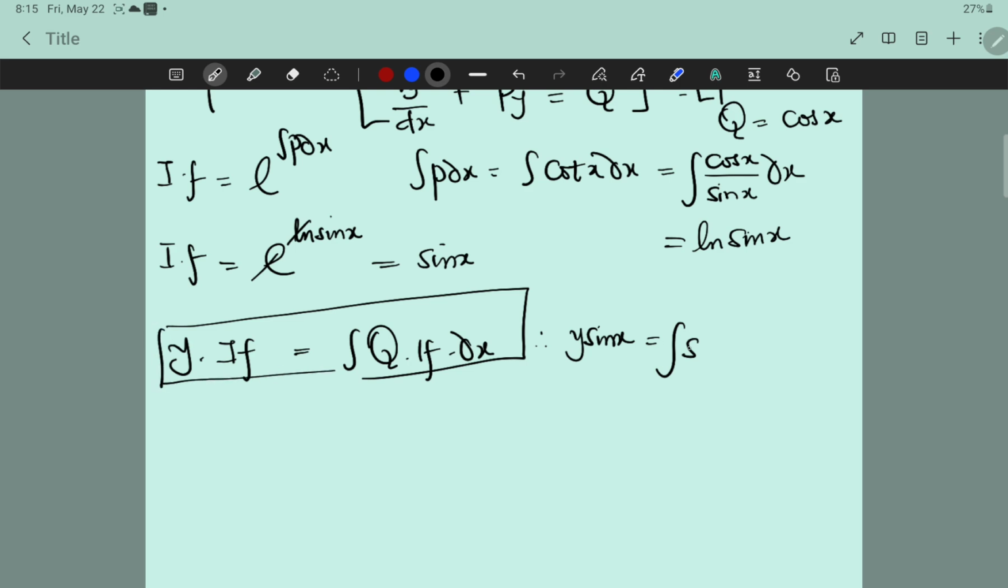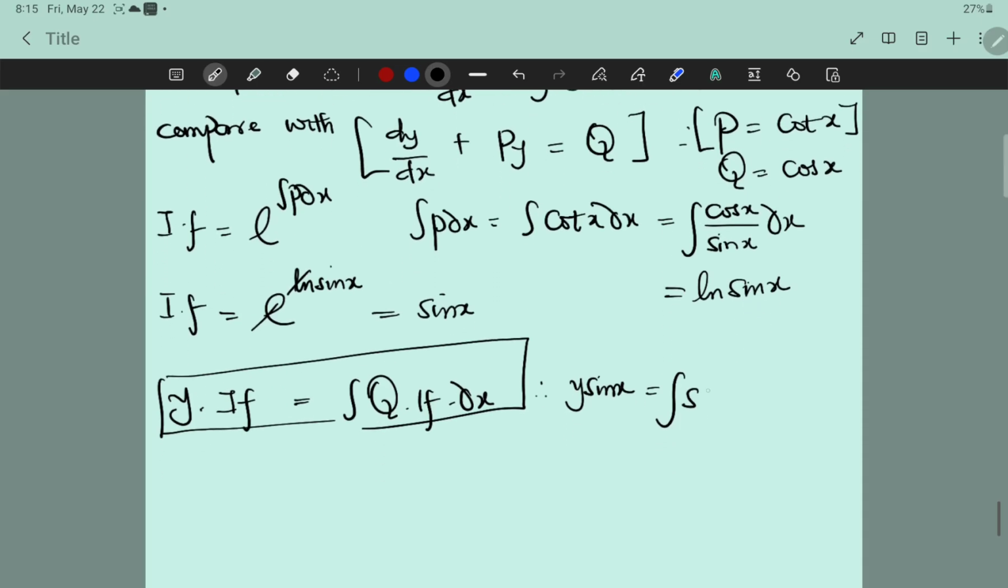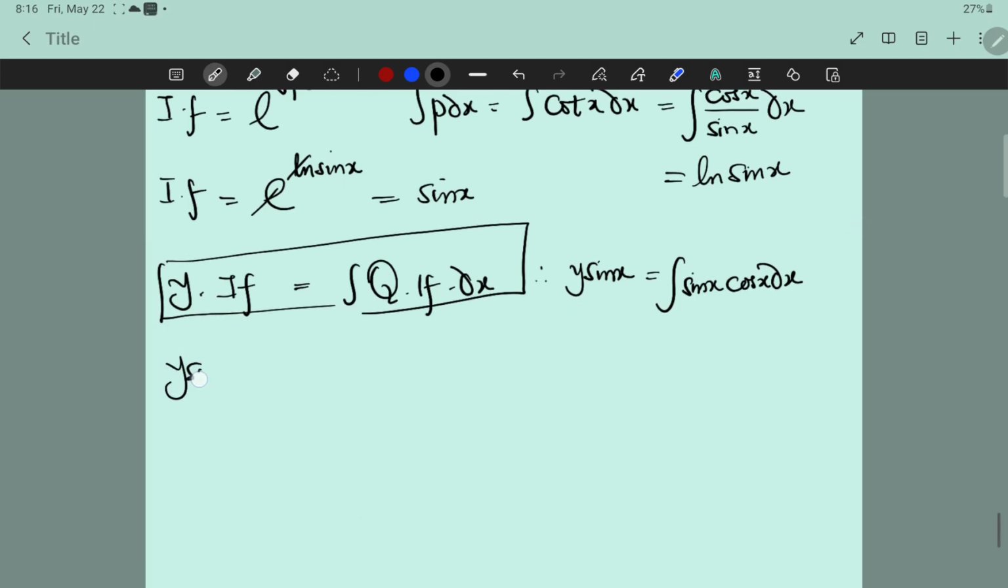y sine x is equal to the integral of, what is q? Q is cos x. Okay, cos x, sine x, cos x, however you want to say it. But we say sine x cos x dx, right? So y sine x, what is the integral of this? Sine x cos x dx. Our answer is sine squared x over 2 plus c.